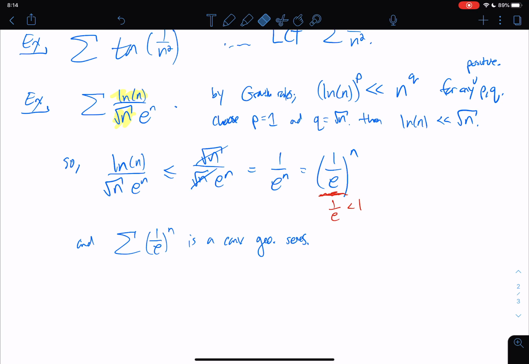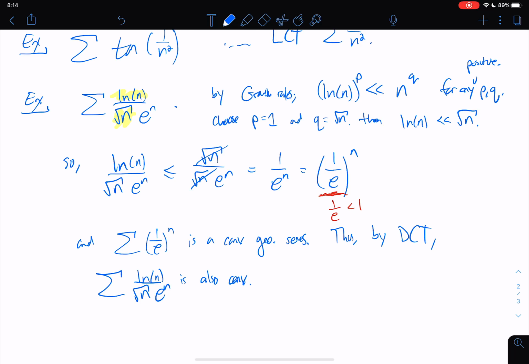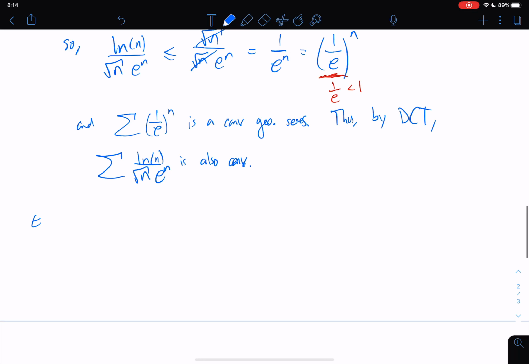Thus, by the direct comparison test, the sum of ln of n over the square root of n e to the n is also convergent. So this is a good example again of using growth rates in order to determine the convergence or divergence of a given series. And this type of use of growth rate arguments is super common. There's other examples we can work through.